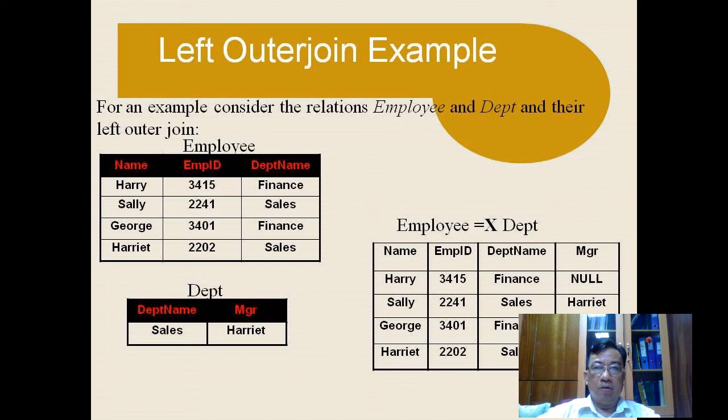This is the reason why you see Harry and George. Harry and George are in employee but have no matching record in department in that relation. Remember the value of manager in this case will be null.